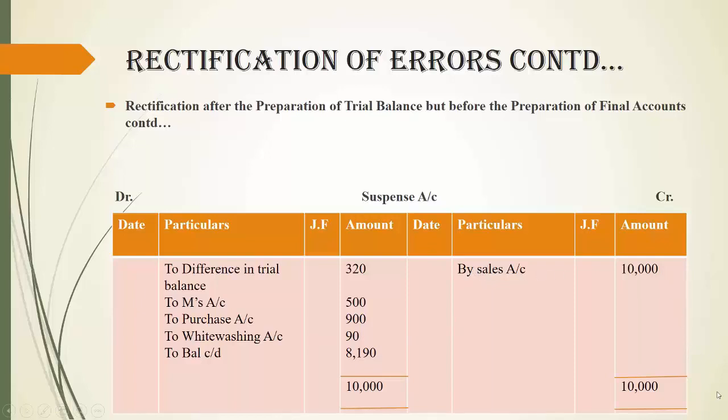Now we will calculate the balance of the suspense account as the credit side is greater than the debit side. So we have to put the difference amount on the debit side as 8,190, and this balance amount shows that there are still errors in the books of account which are needed to be rectified. And once all the errors are rectified, then this suspense account will show no balance amount. Unless and until all the errors are rectified, suspense account will remain open.